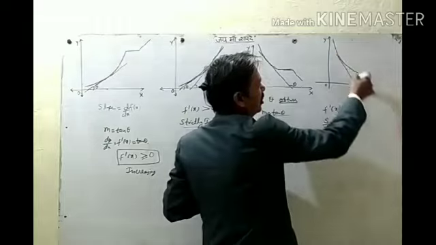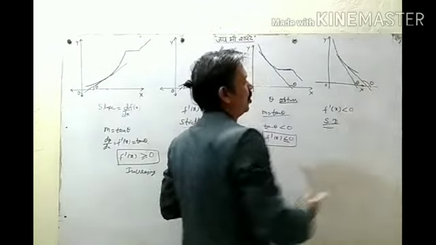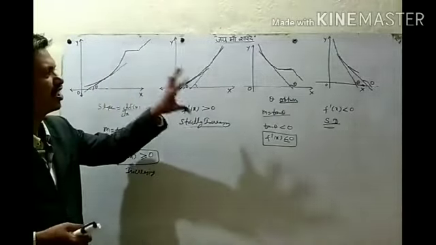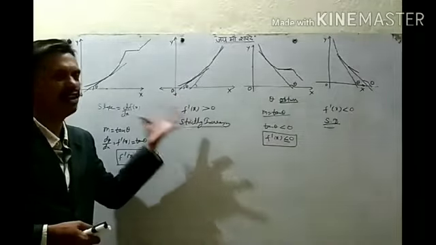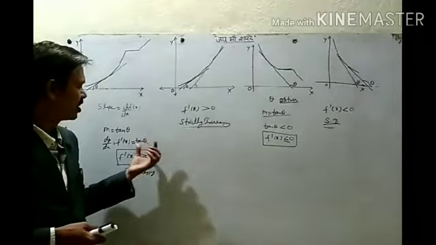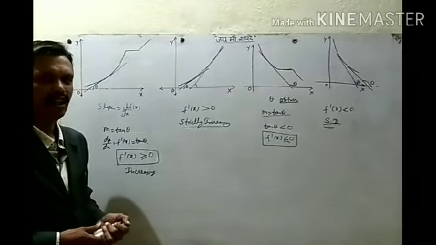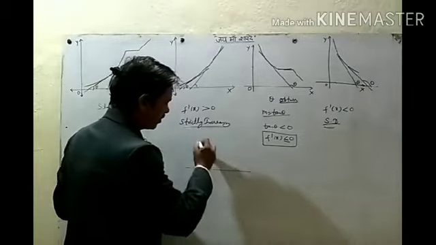If you draw a tangent at any point, the angle will always be obtuse only. So using the derivative, how can you show a function is strictly decreasing, strictly increasing, or increasing, decreasing? We will find its derivative and we'll show that it is more than, or less than, or more than equal to, or less than equal to 0. Okay? Sometimes your function can be like this.